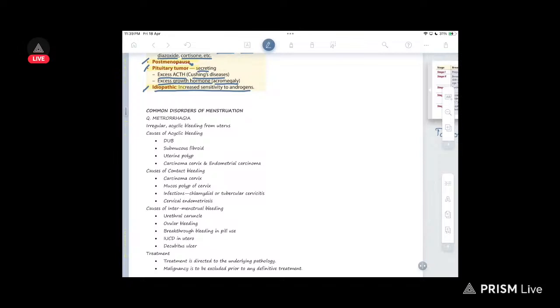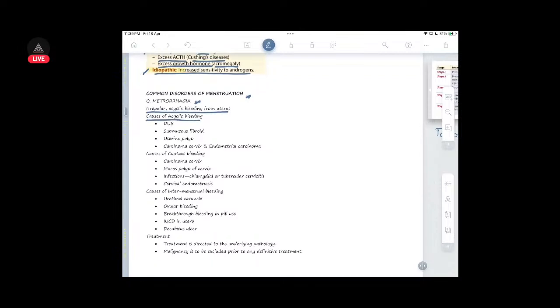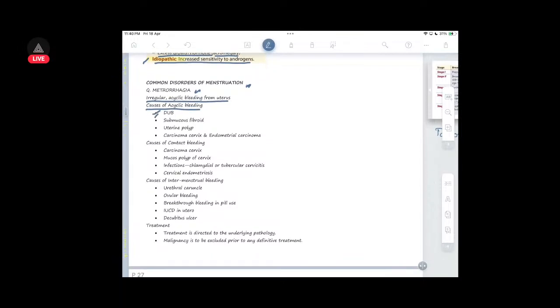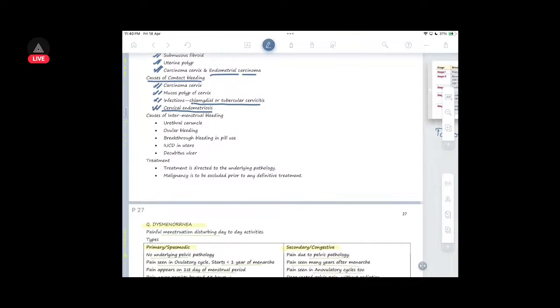Common disorders of menstruation, you will have metrorrhagia, which is irregular acyclical bleeding from the uterus. Causes of acyclical bleeding: dysfunctional uterine bleeding, submucous fibroid, uterine polyp, carcinoma of the cervix, and endometrial carcinoma. Then causes of contact bleeding: carcinoma of the cervix, mucous polyp of the cervix, infections such as chlamydial or trichomonal cervicitis, and cervical endometriosis.